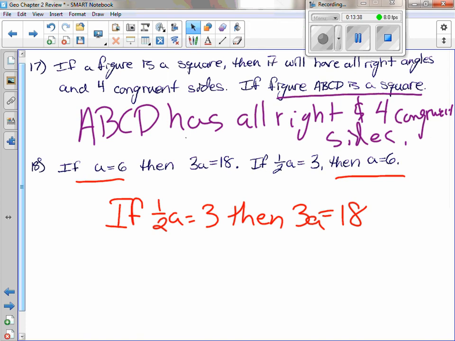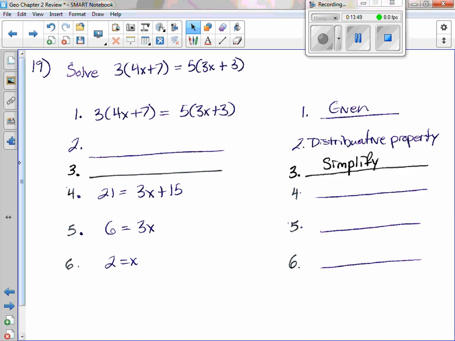Questions on these four here? Any questions on law of detachment and law of syllogism? If we're good with these here, let's look at the next part. Any questions on solving these?